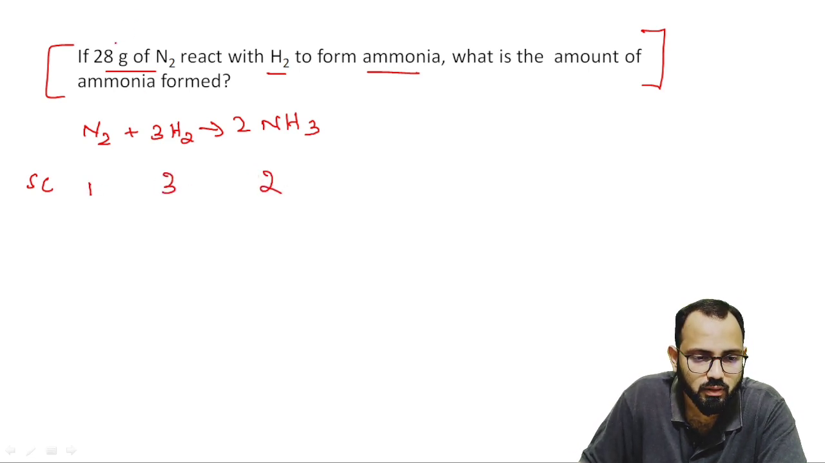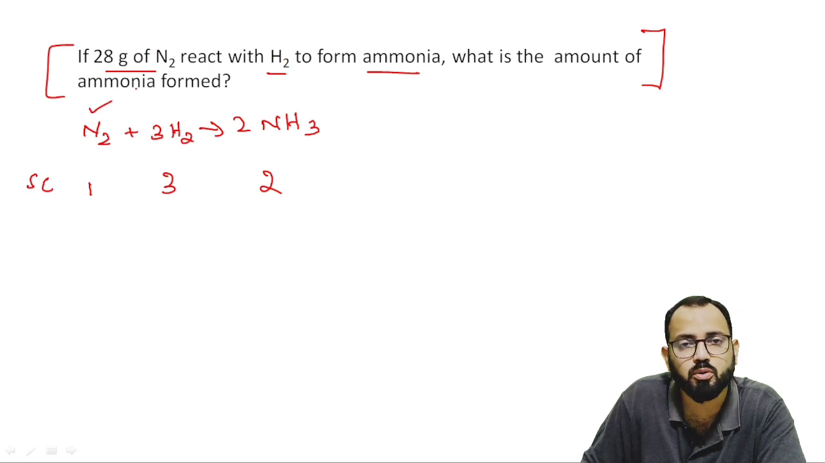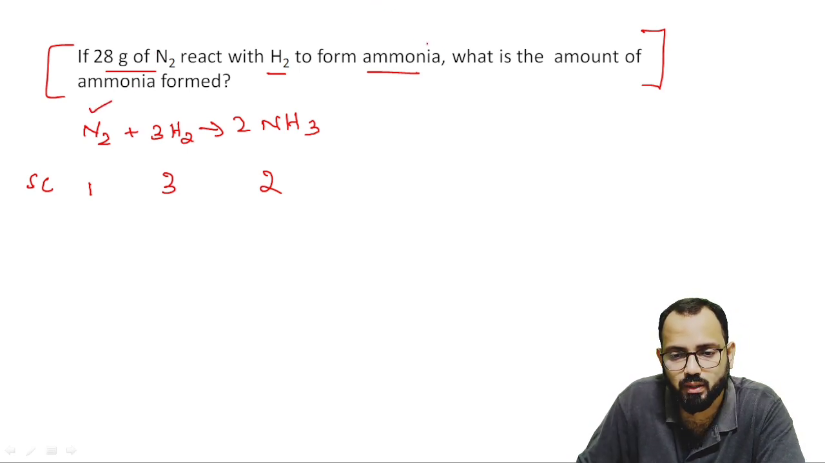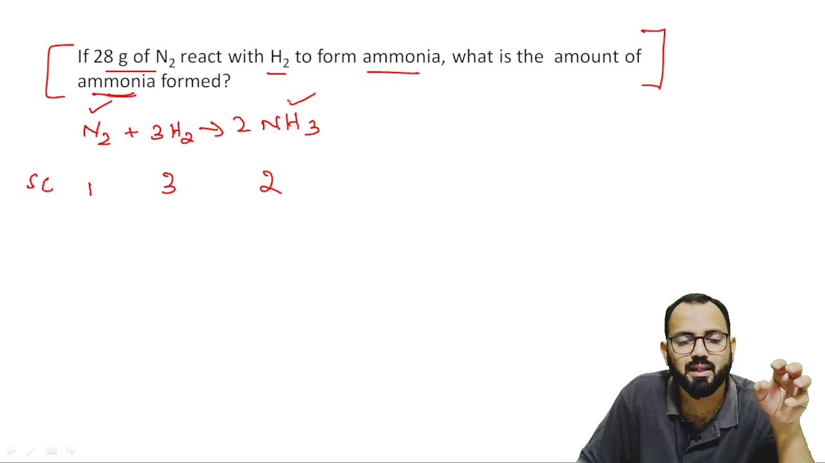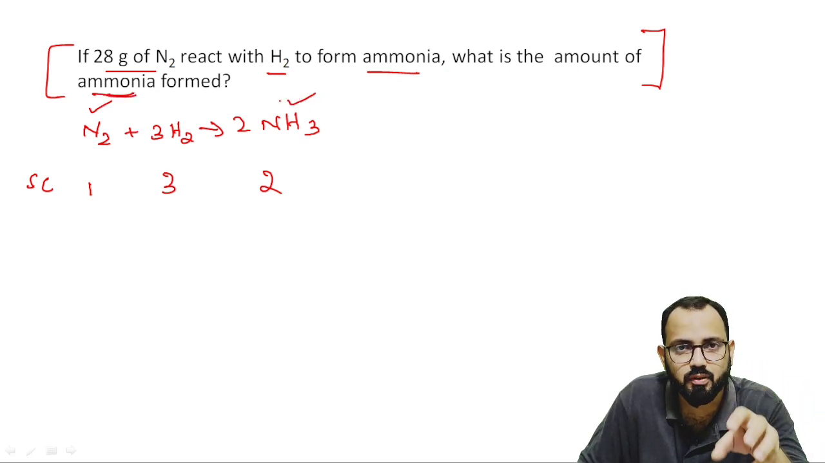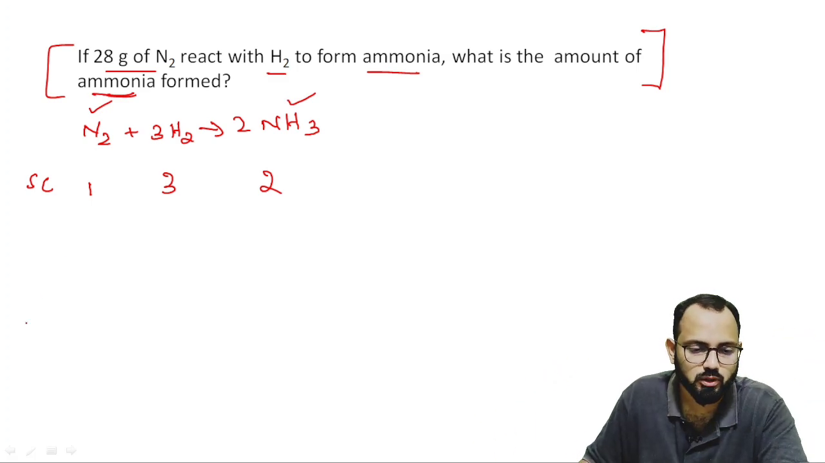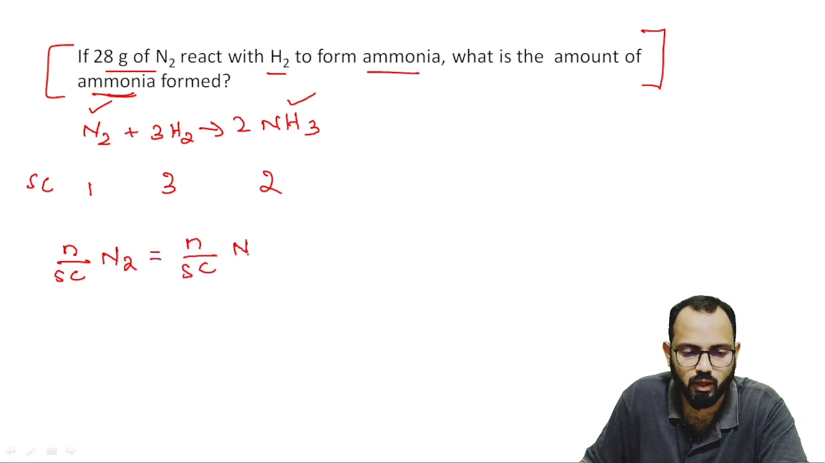What have they given? They have given nitrogen. They have talked about nitrogen. And what they need is the amount of ammonia formed. What they have asked and what they have given, you have to equate both. So I'm going to equate the number of moles with the stoichiometric coefficient of nitrogen, that is given, with the number of moles with the stoichiometric coefficient of ammonia, that is what they are asking us.